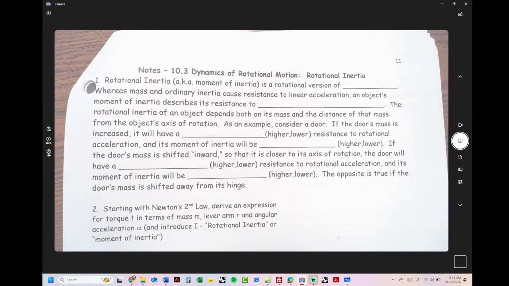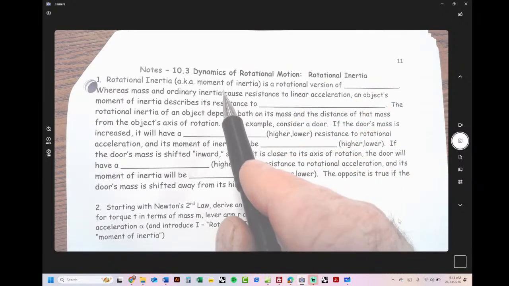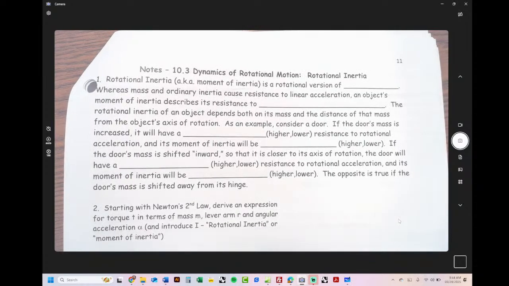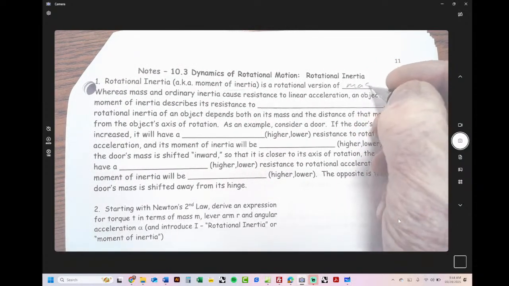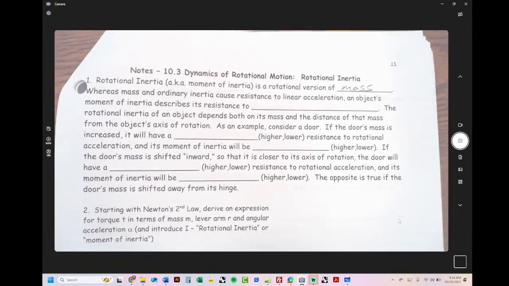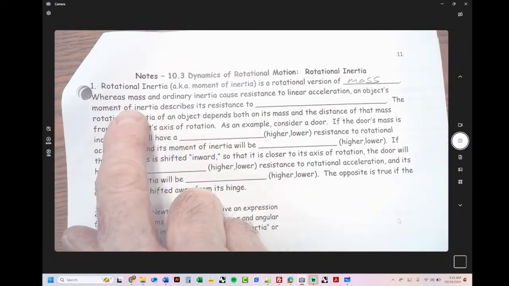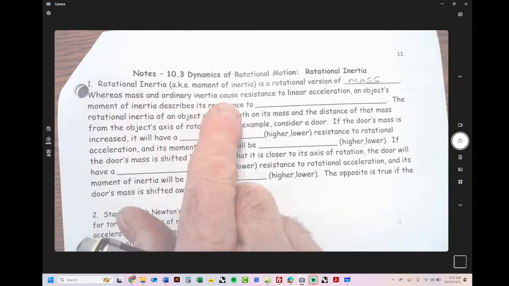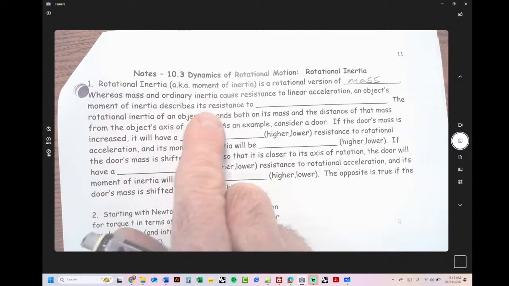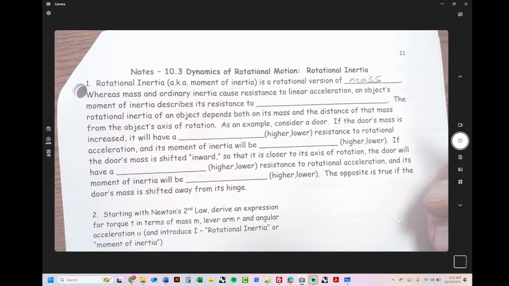And ostensibly yours. So, rotational inertia, also called moment of inertia, that's the term I'm going to use the most, is a rotational version of mass. So instead of mass, we're going to be using moment of inertia in calculations to talk about how easily things are twisted or stopped from twisting. Whereas mass and ordinary inertia cause resistance to linear acceleration, an object's moment of inertia describes its resistance to, you could say, twisting, turning.